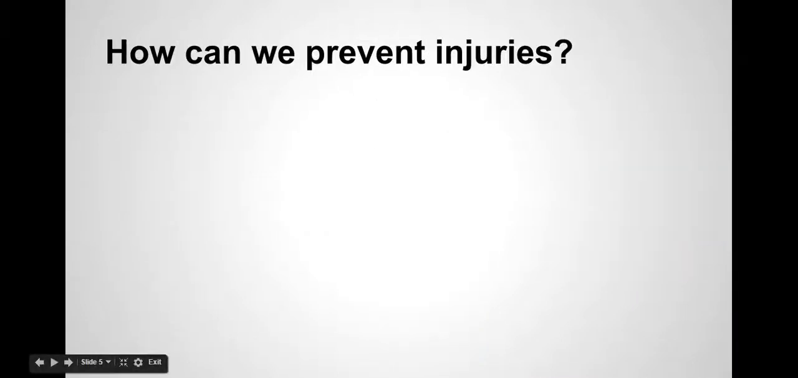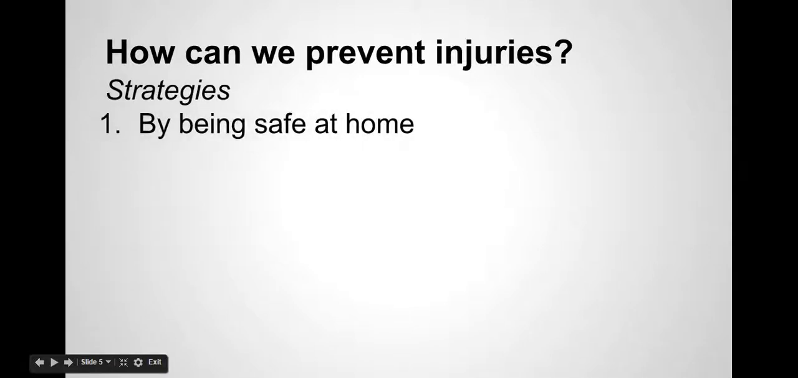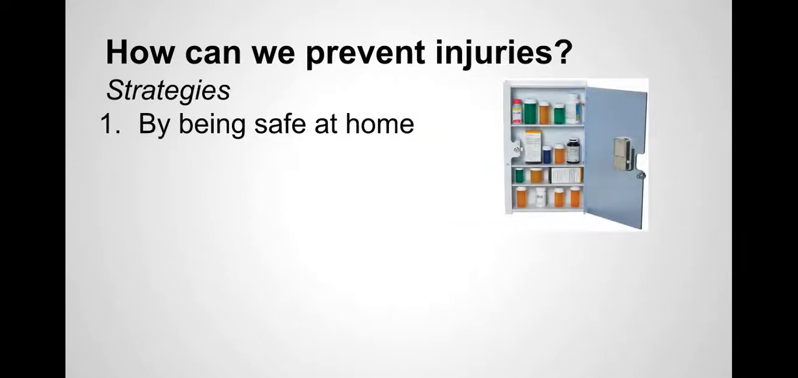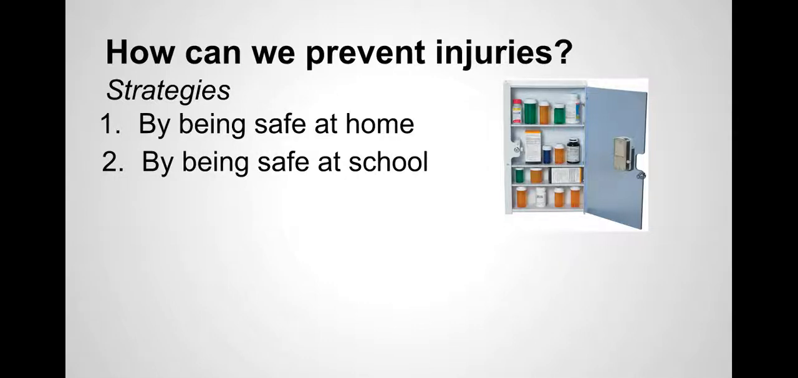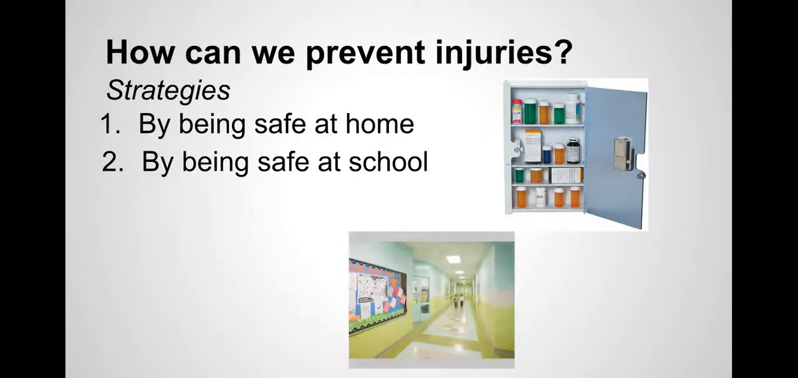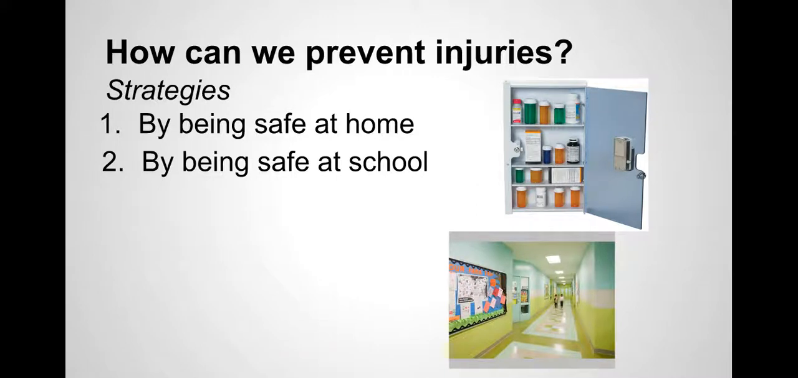So how can we prevent injuries? Well, there are several strategies. First, we can prevent injuries by being safe at home. This includes keeping the floor clear of objects, keeping cleaners and medicines in separate cabinets, using electrical items carefully, and storing medicines in a locked cabinet. Second, we can prevent injuries at school. Examples include keeping the hallways clear, not running or pushing, and telling a teacher if you see an unsafe area.